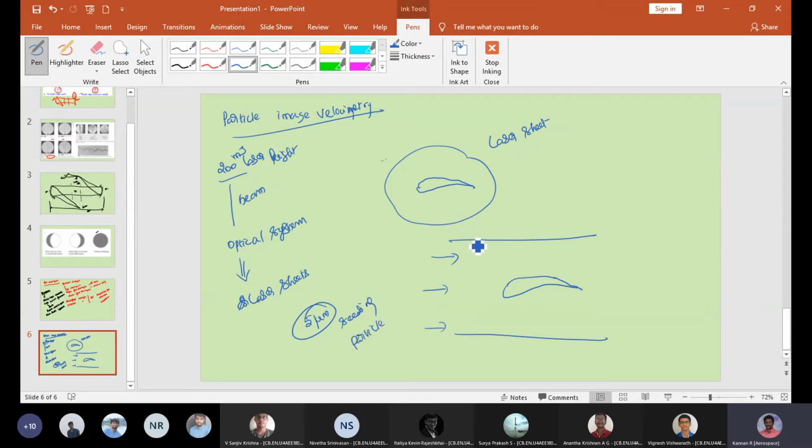Okay. So what will happen? The seeding particle should not disturb the original nature of the flow. So you have to choose a particle that should not disturb the nature of the flow.